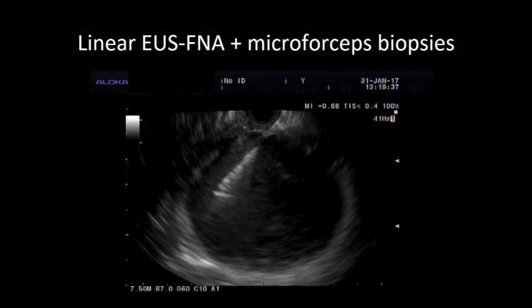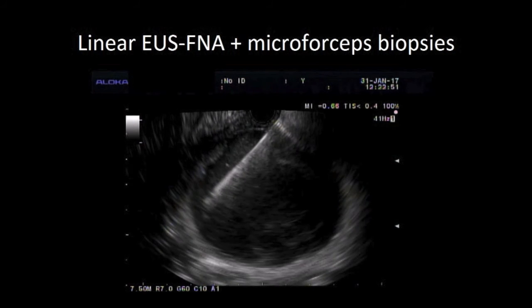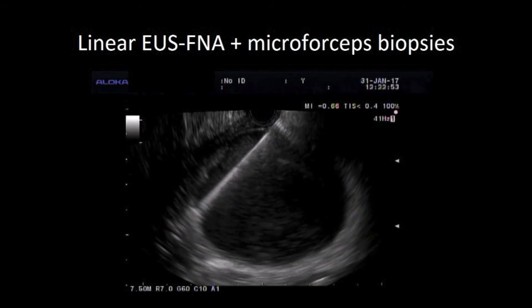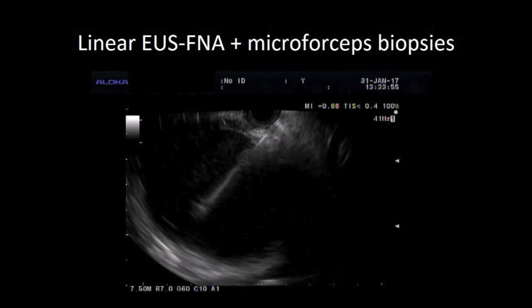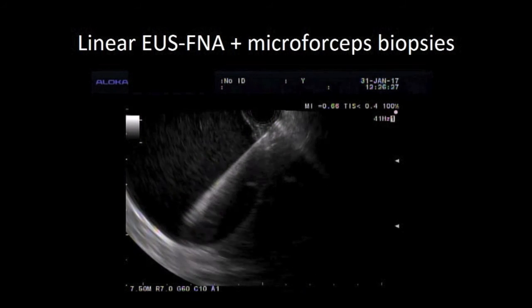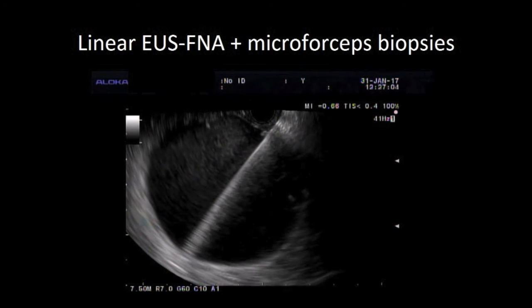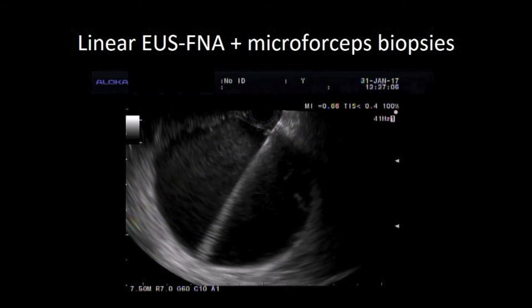A standard 19-gauge needle was used to puncture the cystic lesion. The microforceps were inserted via the 19-gauge needle, and its jaws can be seen opening within the cavity. Biopsies of the cyst wall were then performed, as can be seen in this portion of the video, with tenting of the cyst wall at the time of tissue acquisition with the microforceps.